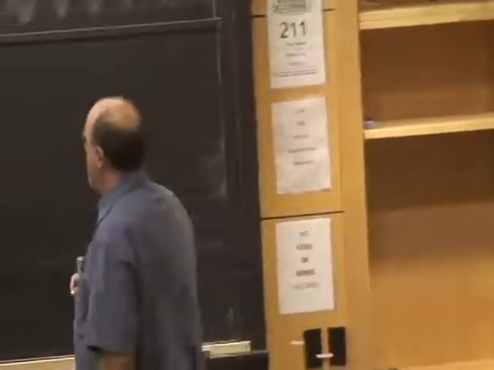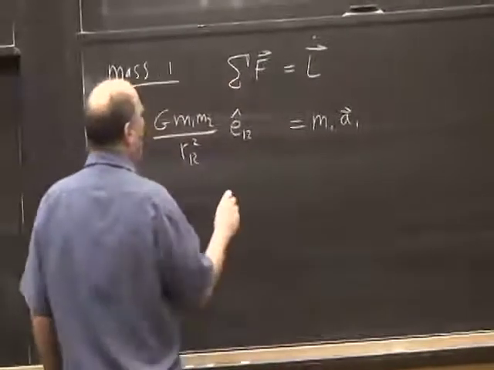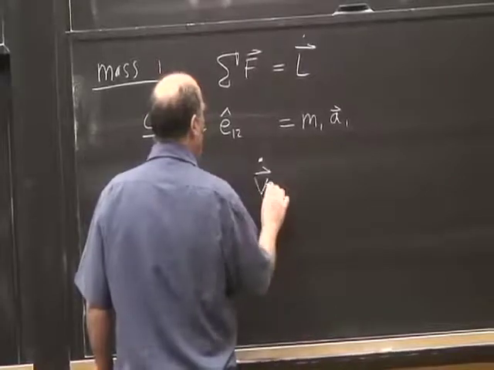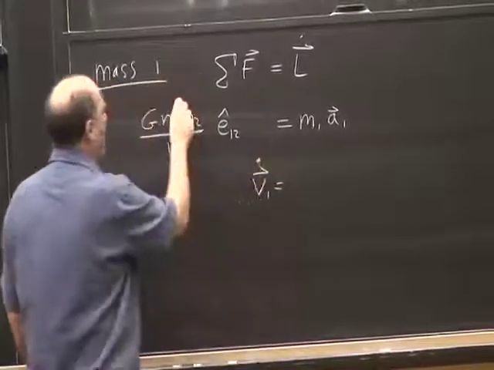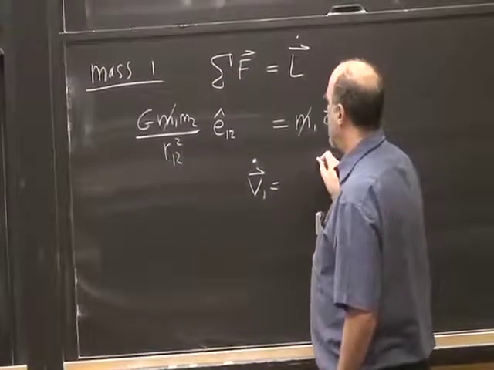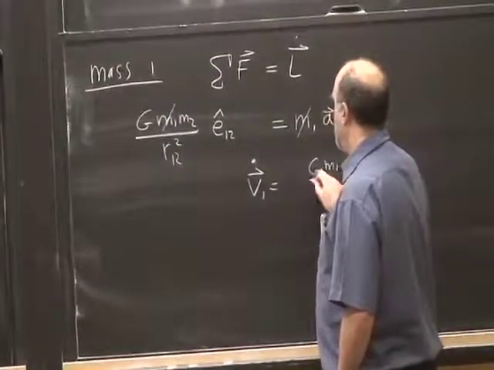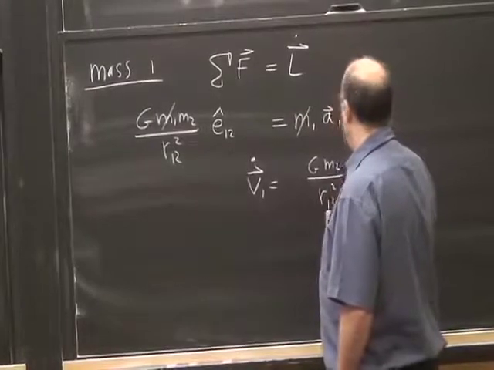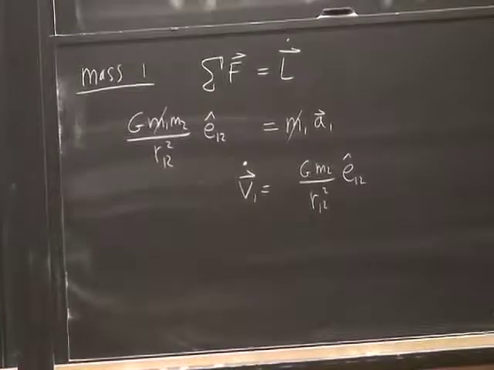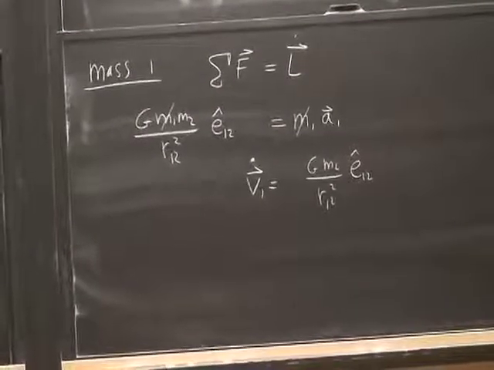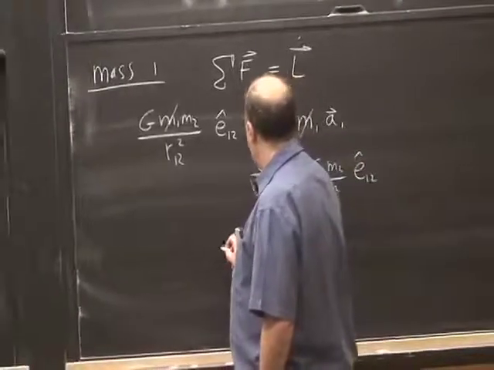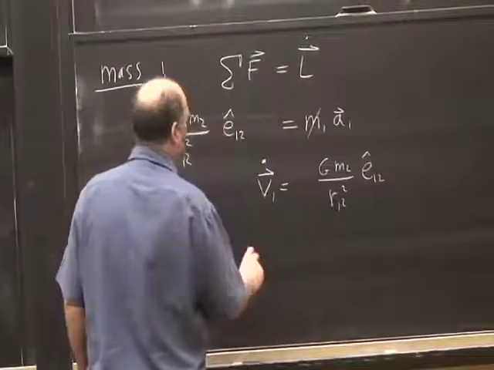Now, we can rearrange this and write this as v1 dot equals, m1 cancels from the two sides, and then we get v1 dot is equal to g m2 over r12 squared e12. If you don't like looking at it in vector form, we could write this in scalar form. In scalar form, it's a little bit of a mess.